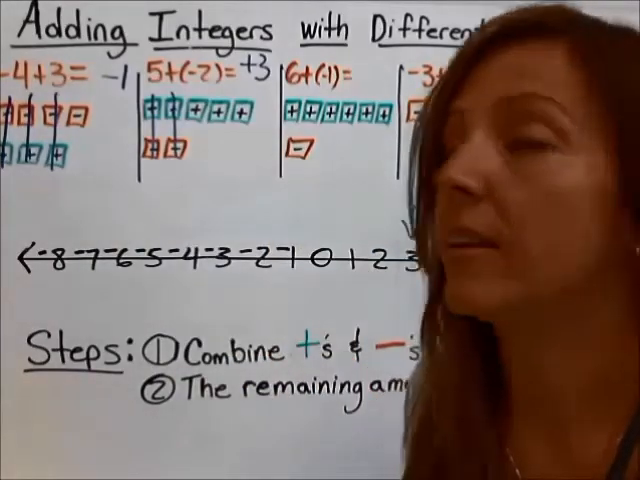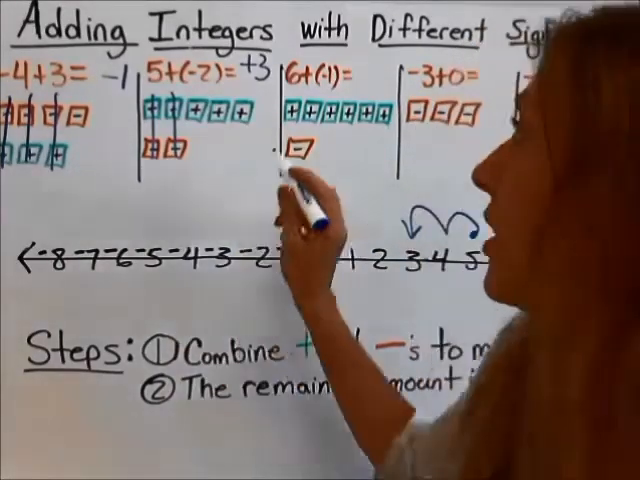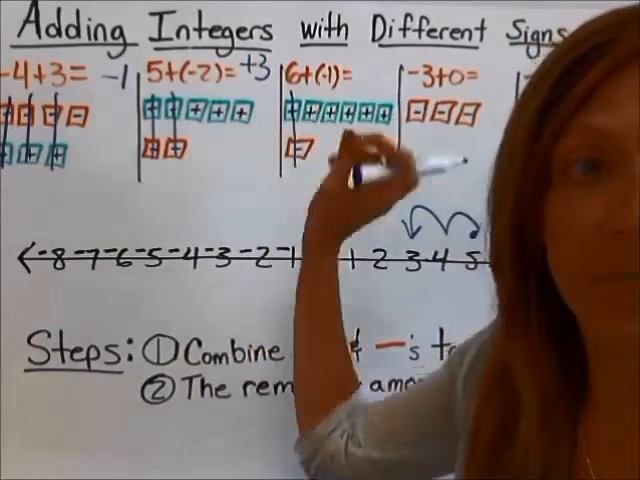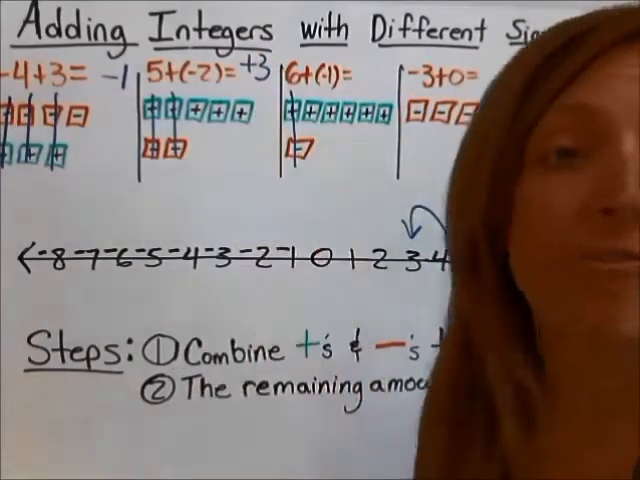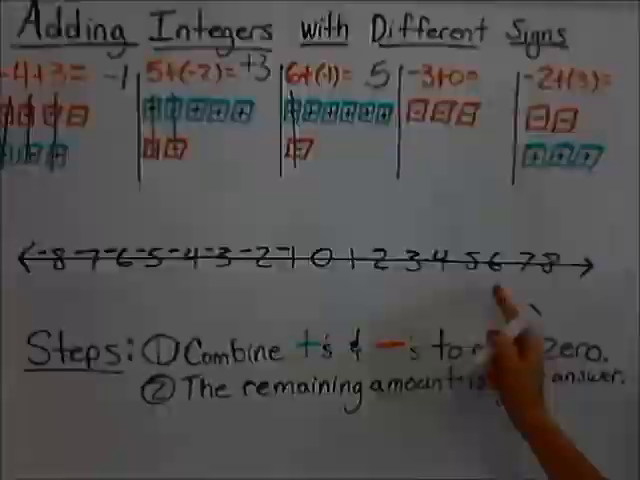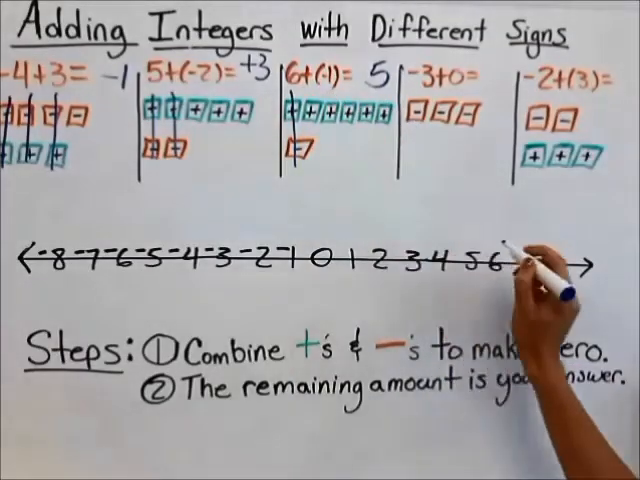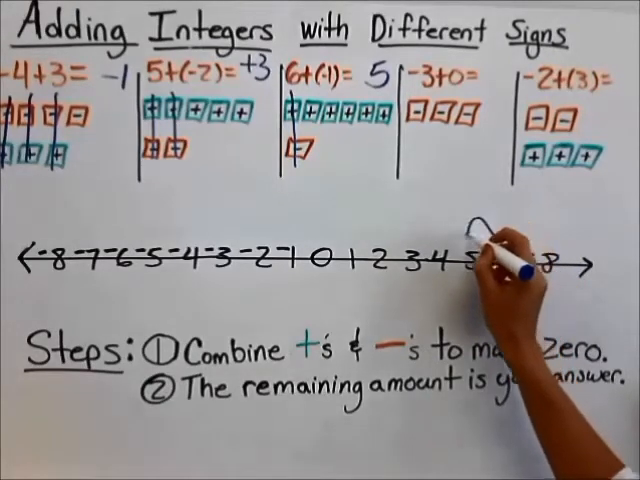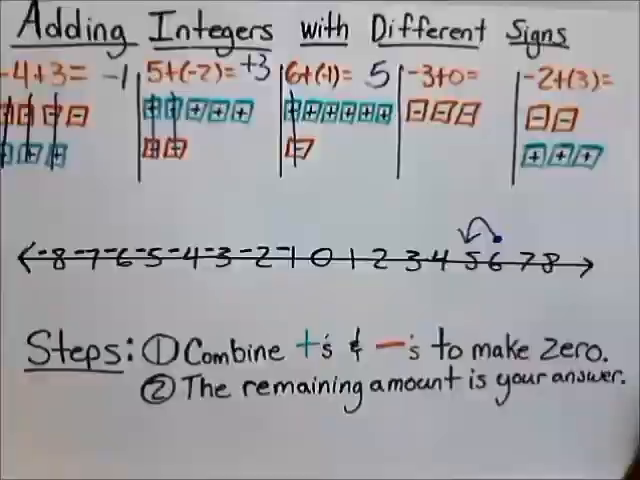6 plus a -1. I have 6 positive chips, 1 negative chip. I put them together to make 0 to get rid of that -1. And now I have 5 positive chips left. I'm going to start at 6 and model my first number, graph it on the number line, and I'm going to move 1 place in a negative direction, and I stop at 5.